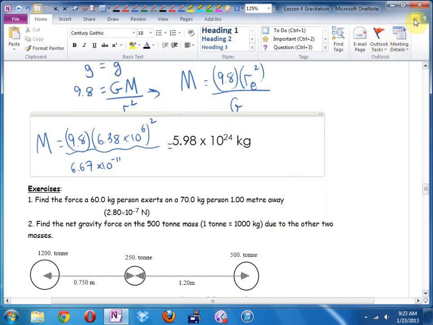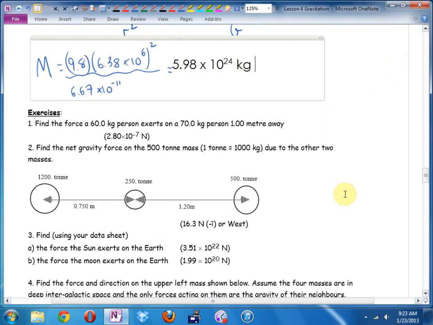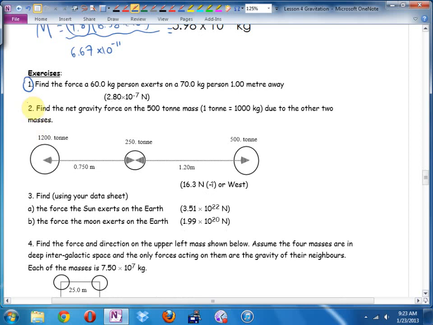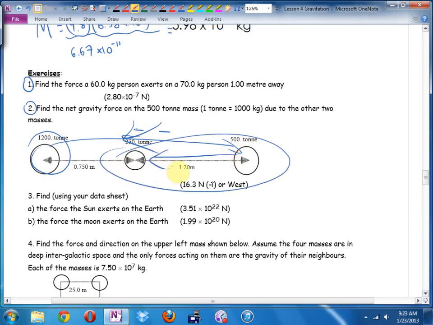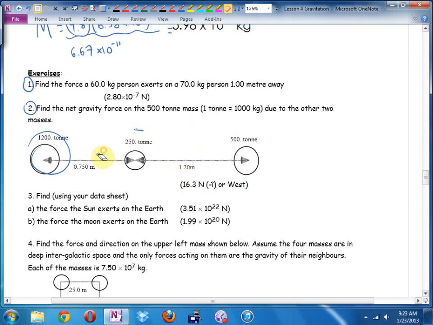Okay. What's your homework? And then I'll show you a couple of videos. Number 1. Number 2, now you're finding the net gravity force. So there's two forces. This guy exerts a force on that guy in that direction, and these two exert a force on each other in that direction. So you're going to find two forces and add them up. See if you can figure it out. If not, we'll talk about it next class.